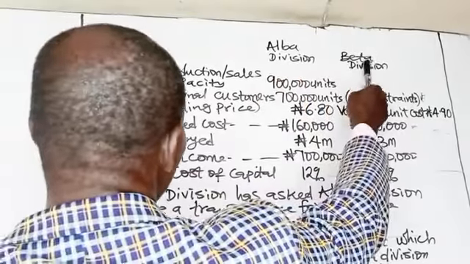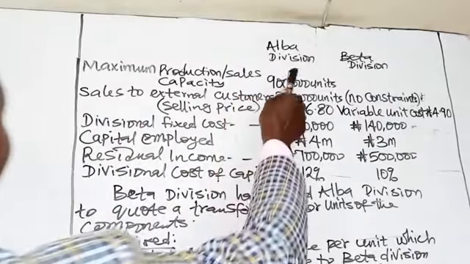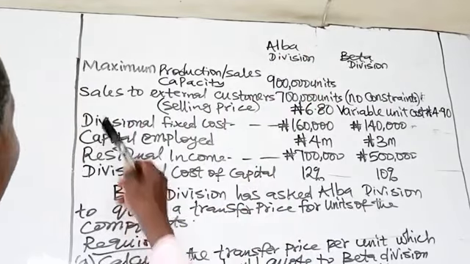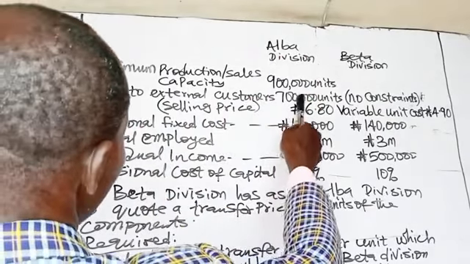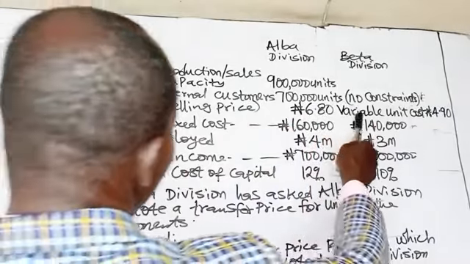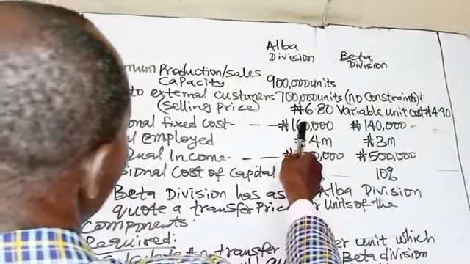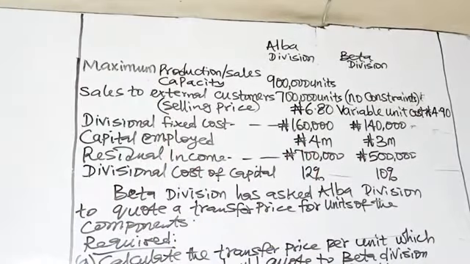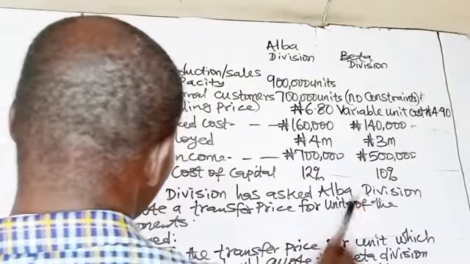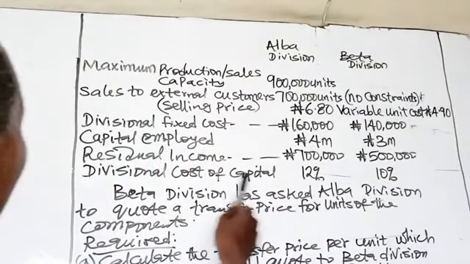Abba division and Beta division. Maximum production or sales capacity, 900,000 units. Sales to external customers, 700,000 units. No constraints. Selling price, 6 naira 80 kobo. Variable unit cost, 4 naira 90 kobo. Divisional fixed cost, 160,000 and 140,000 naira for Abba division and Beta division respectively. Capital employed, 4 million naira and 3 million naira. Residual income, 700,000 naira and 500,000 naira. Divisional cost of capital, 12% and 10%.